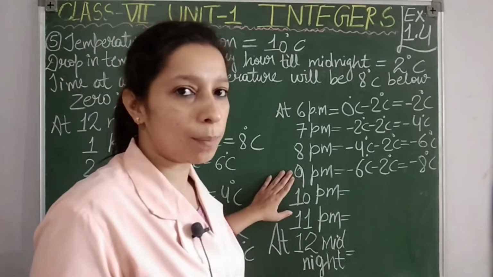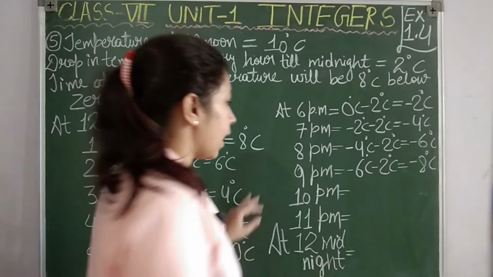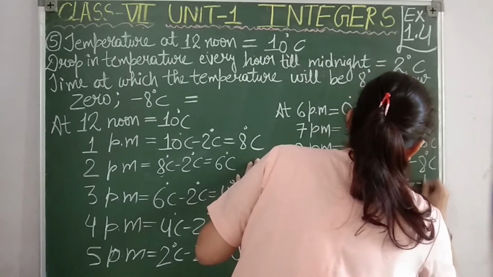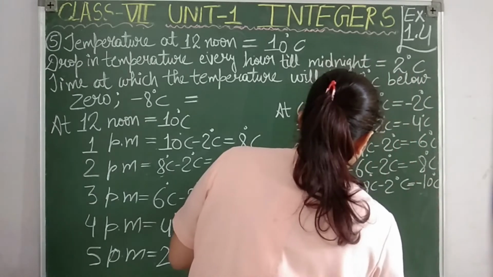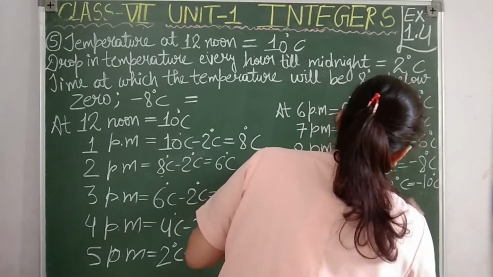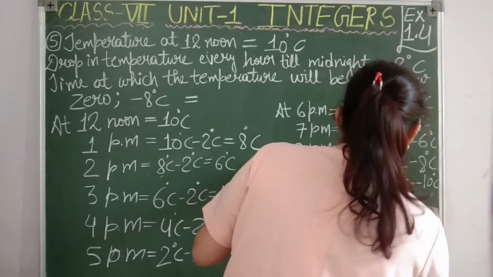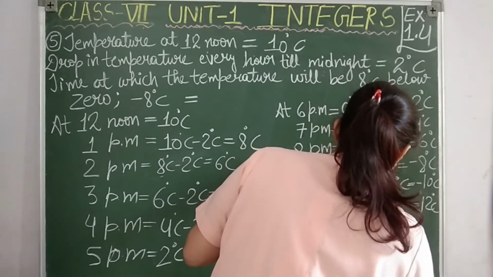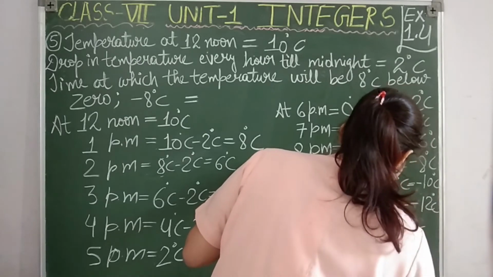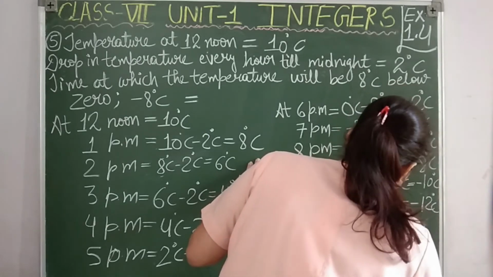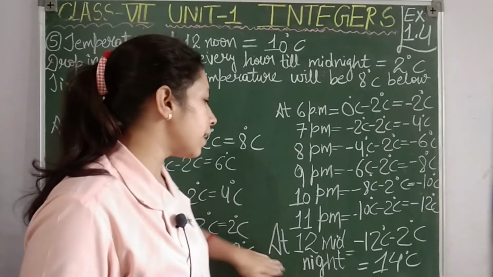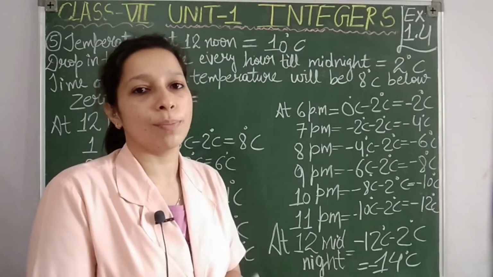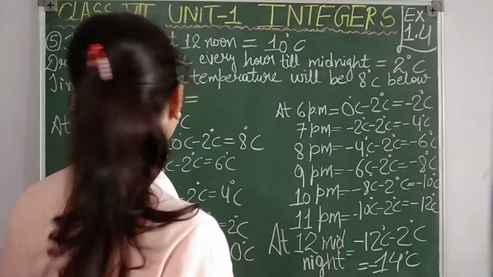So we have reached up to 9 p.m. Let us solve this question up to 12 midnight. So now minus 8 degrees Celsius minus 2 degrees Celsius will get minus 10 degrees Celsius. Okay. Then minus 10 degrees Celsius again decreased by 2 degrees Celsius will get minus 12 degrees Celsius. Then minus 12 degrees Celsius minus 2 degrees Celsius will get minus 14 degrees Celsius. So students, at 12 midnight the temperature will be minus 14 degrees Celsius or 14 degrees Celsius below 0. With this we have solved question number 5 also.